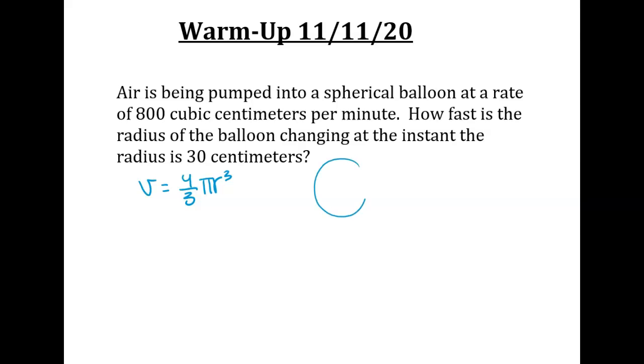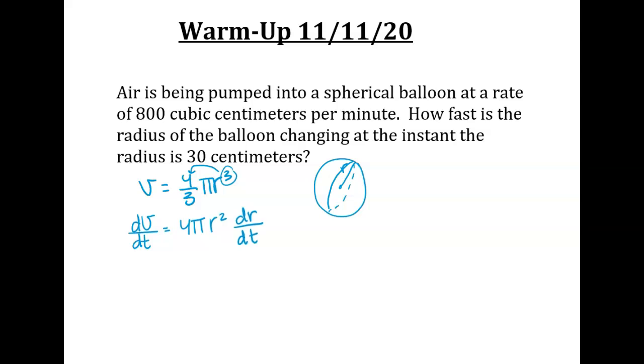We can draw a picture. I kind of skipped it, but there's our sphere. There's our radius. And it's a balloon, so its volume is changing. So if volume is equal to that equation, differentiate dV/dt. 4/3 pi is just a constant, so if we take our 3 and multiply by 4/3 pi, we end up with 4 pi r squared dr/dt.